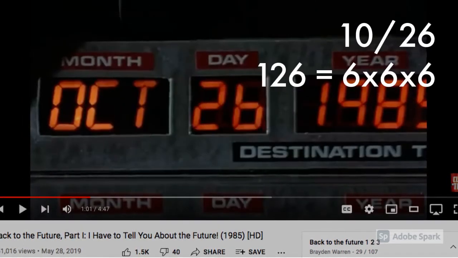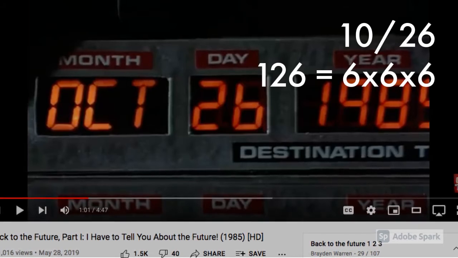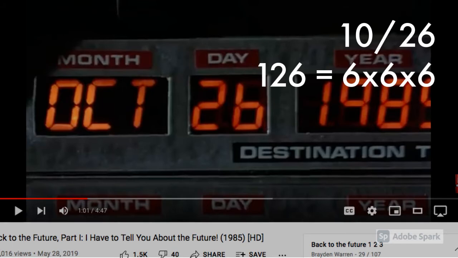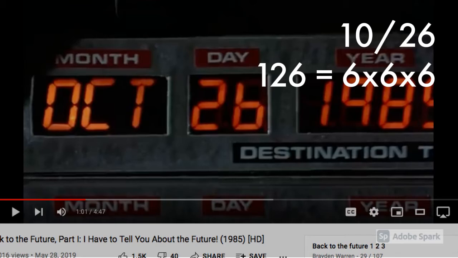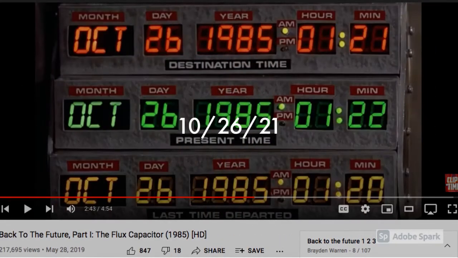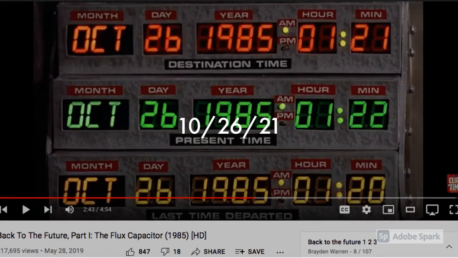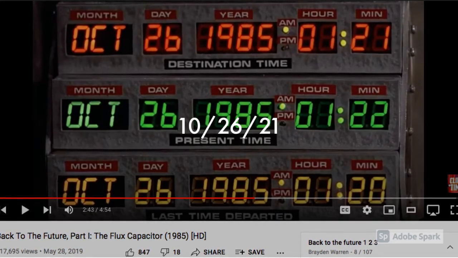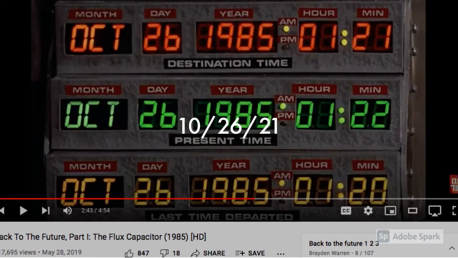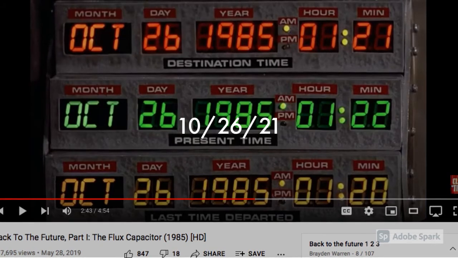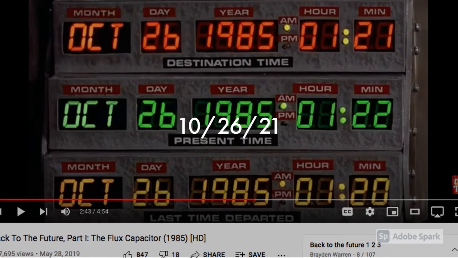Now let's take a look at this scene, October 26th. So we are in October, which means the ideal date to time travel is October 26th, 126, which is 6 times 6 times 6. Here they explain it clearly. The preparation was in 2020. Then time travel is this year, the 21st, to the future, 22, because they want to escape the God's wrath coming up right now.